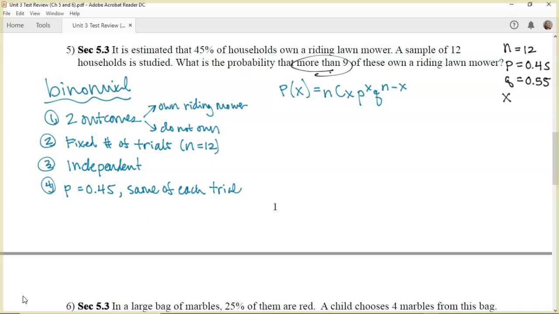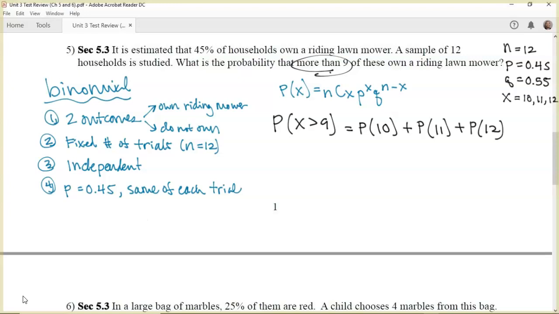And then the value that x represents comes from what we want the probability of. So if we want the probability that more than 9 own a riding lawnmower, well, more than 9 would be 10, 11, and 12. So we would have to calculate in our event the probability that x is greater than 9. That would be x can be 10, or x can be 11, or x can be 12. And then we've known from a previous unit, in unit 2, that anytime we have the word or, it indicates addition. We want to add those probabilities together.